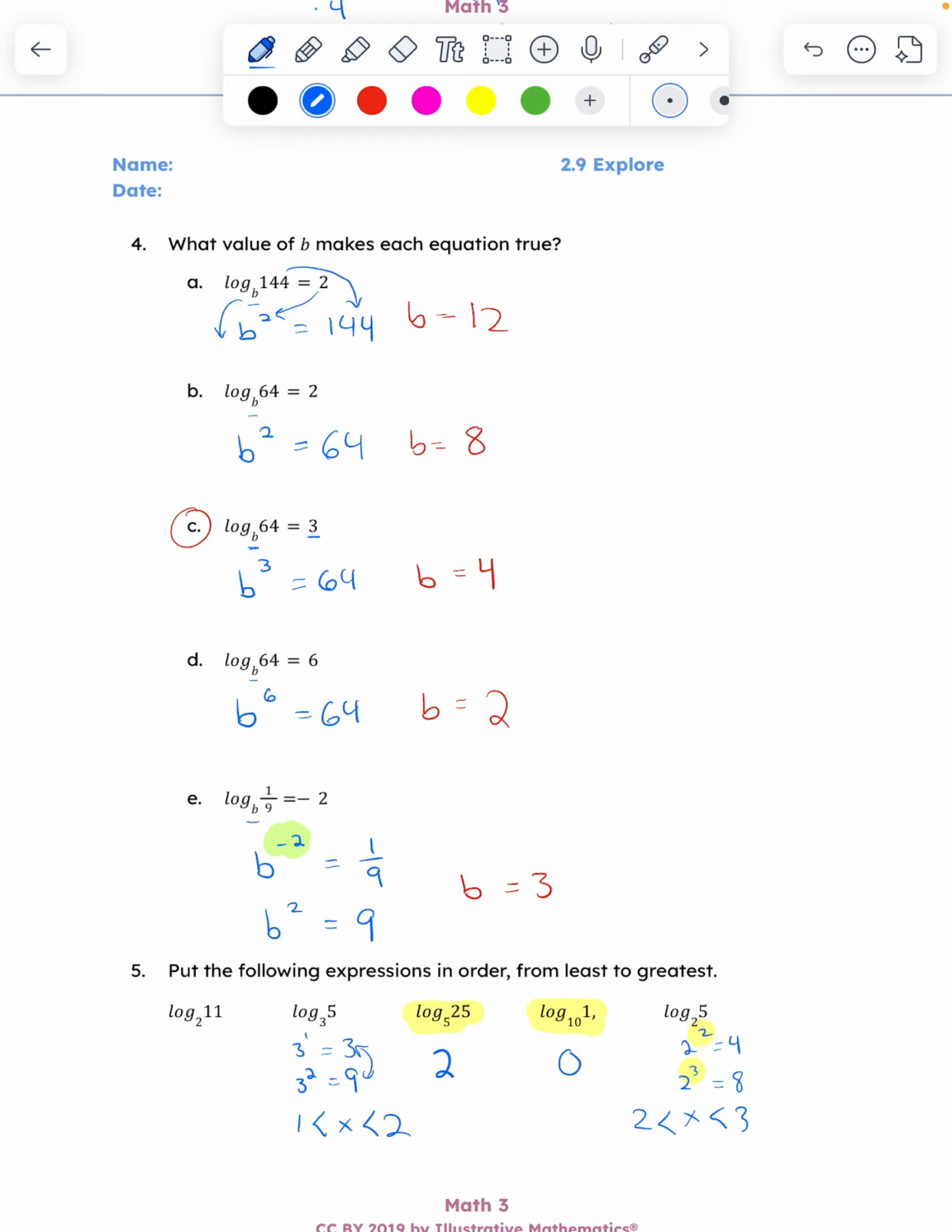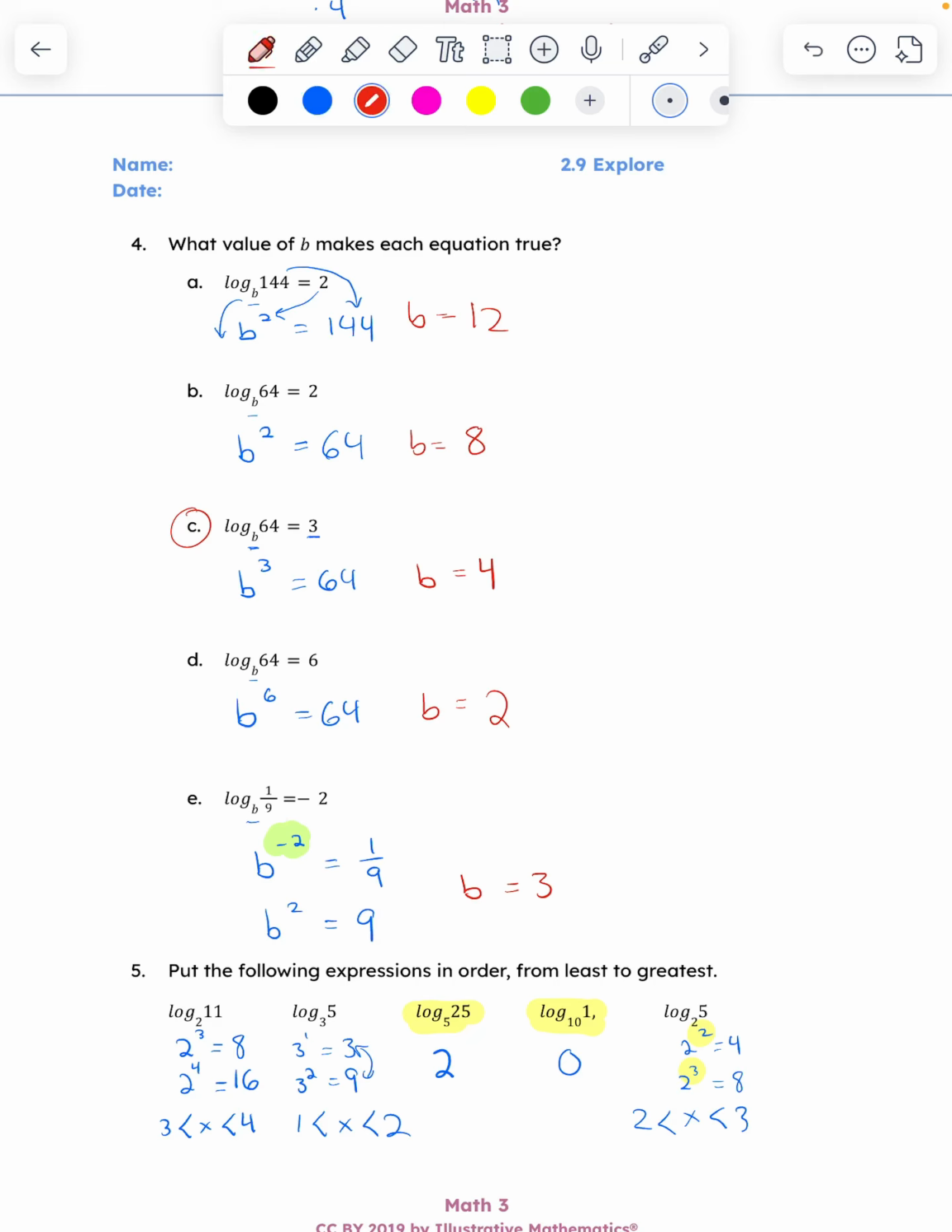And last but not least, I want to know what I have to take 2 to get to 11. Well, that's going to be between 3, because 2 cubed is 8, and 4, because 2 to the 4th is 16. So I know in this case, I'm going to write that as x is between 3 and 4. And now it's cleaner. Now I can put these in order. I know what to do. I'm going to write them in red.